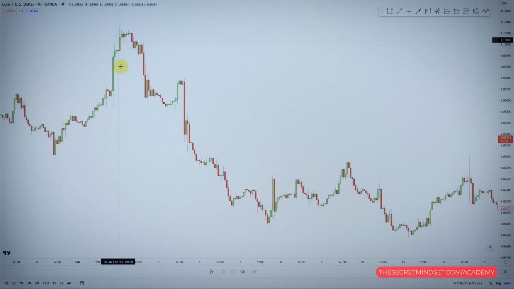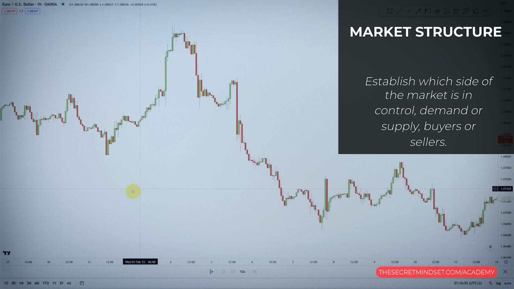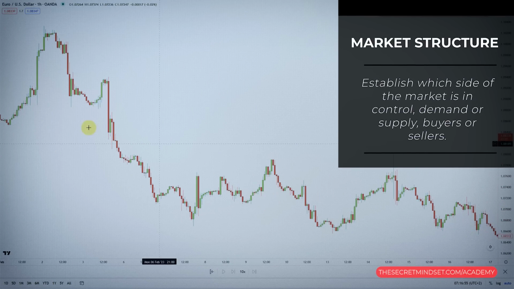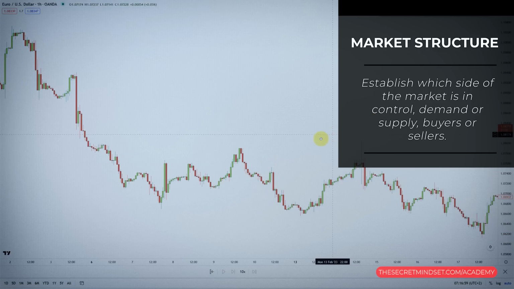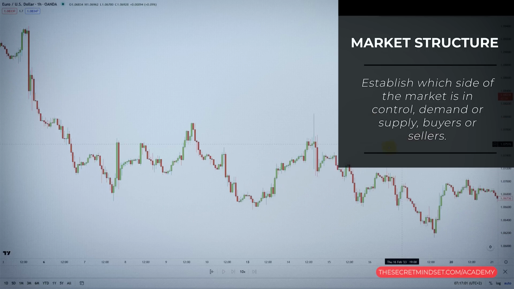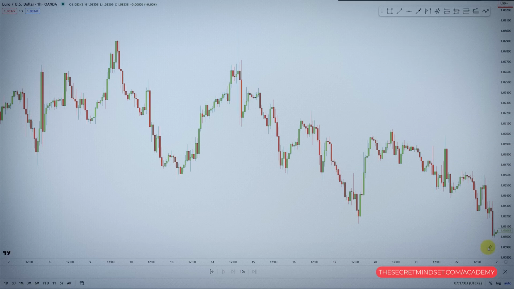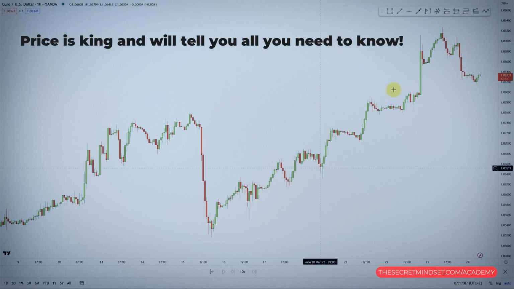Market structure must be the foundation of your analysis. The first part of any trading plan is to establish which side of the market is in control, demand or supply, buyers or sellers. When reading market structure, you have to pay close attention to one thing on a chart: price. Price is king, and will tell you all you need to know.